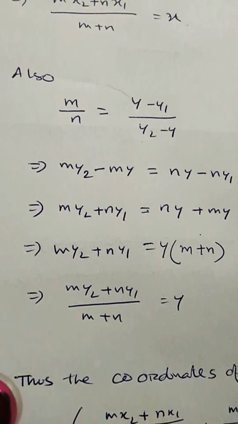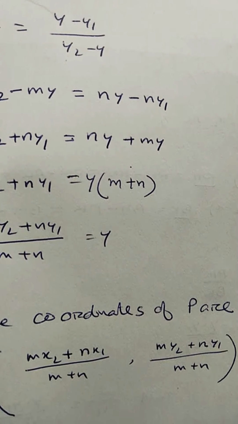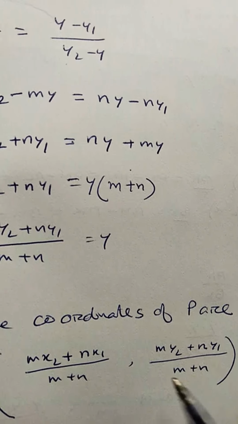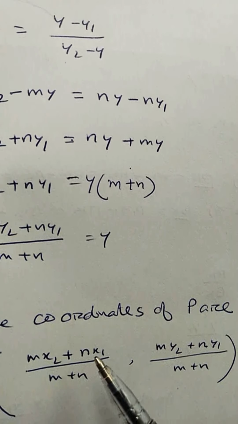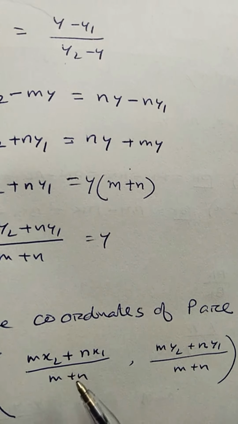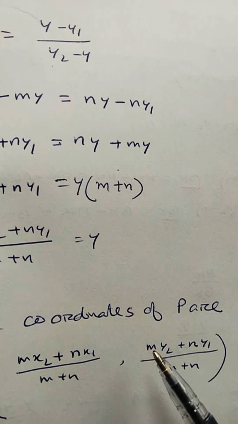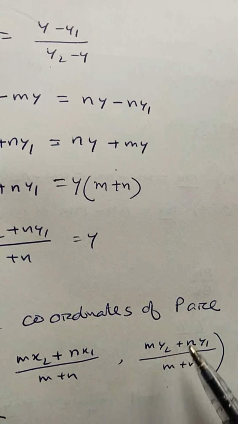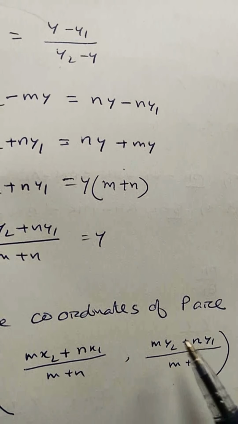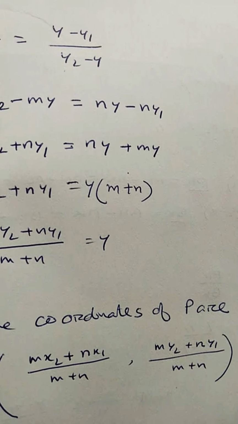So thus the coordinates of P are mx2 plus nx1 by m plus n and my2 plus ny1 by m plus n, which is known as the section formula.